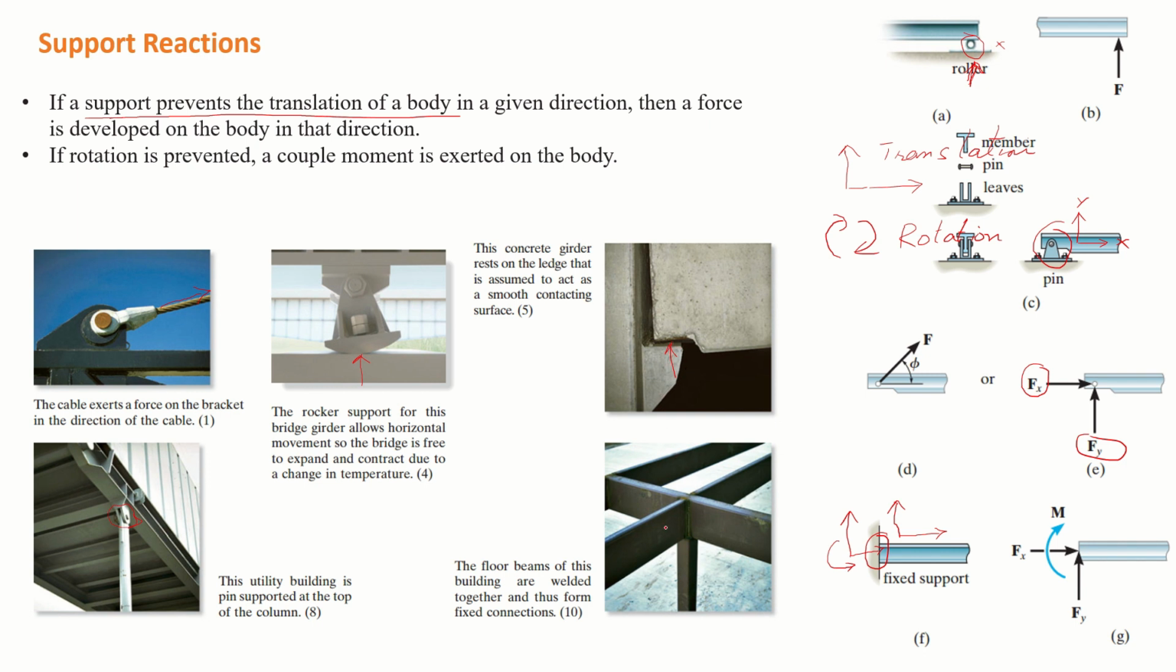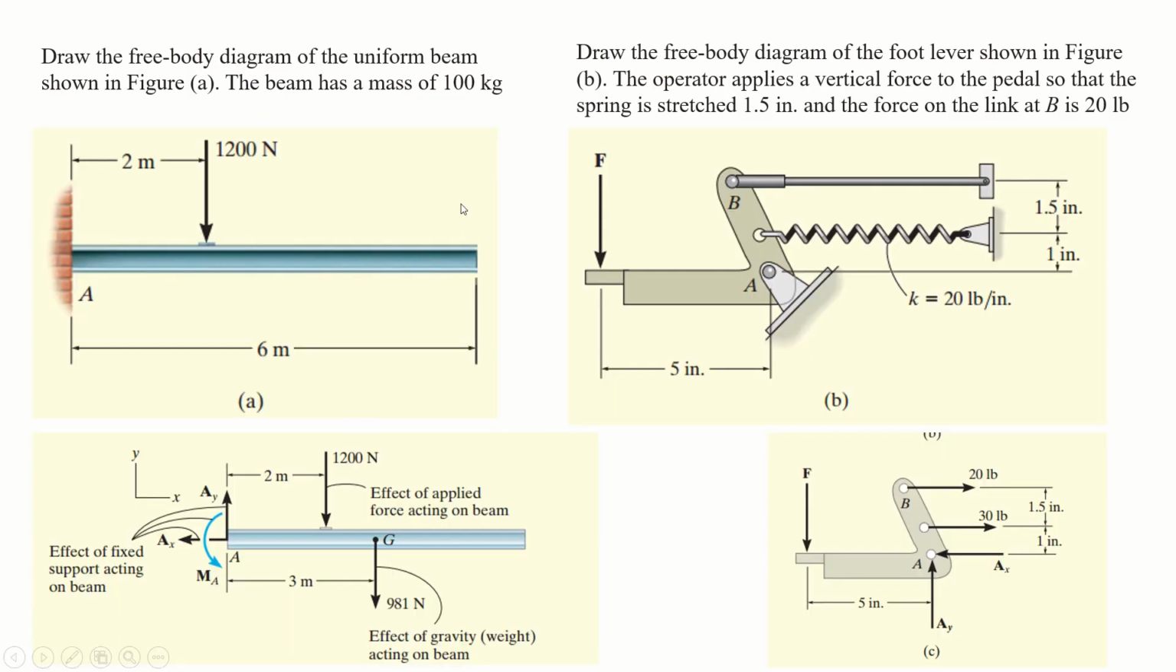Now in this figure there are beams which are welded at this point. All the beams are welded together. So this beam cannot move in x, it cannot move in y, and it cannot rotate in any direction. So we place three reactions at this point. So this is how we place support reactions, and now we will examine the coming examples to understand what is a free body diagram and what are support reactions.